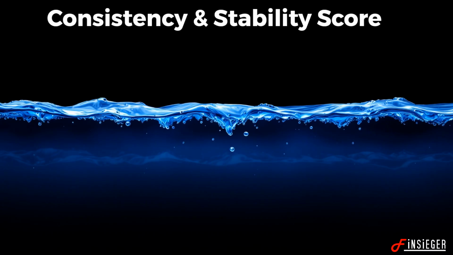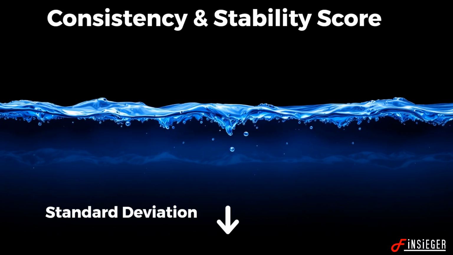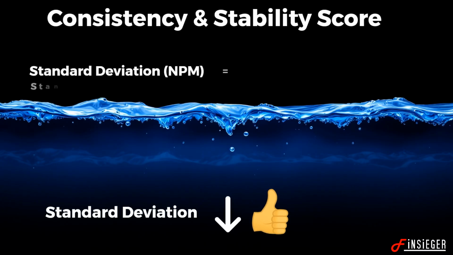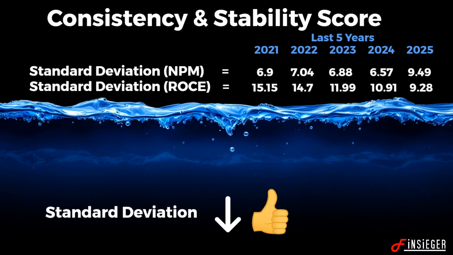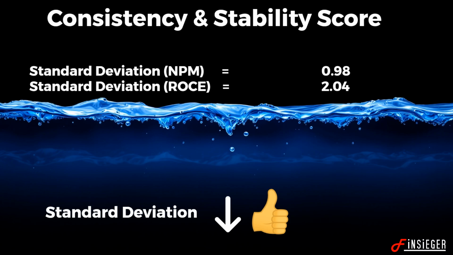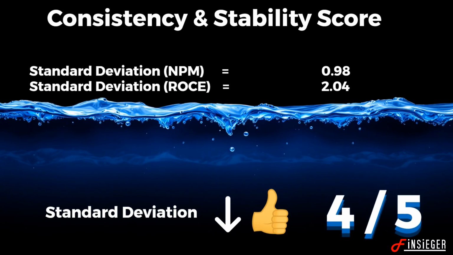In statistics, a metric called standard deviation is used to figure out how stable or consistent the values are. Lower values of standard deviation symbolize more stability. In this case, we will be running standard deviation on the last 5 years of data of NPM and ROCE, which come out to 0.98 and 2.04 respectively. So, LNT gets a 4 out of 5 in stability.